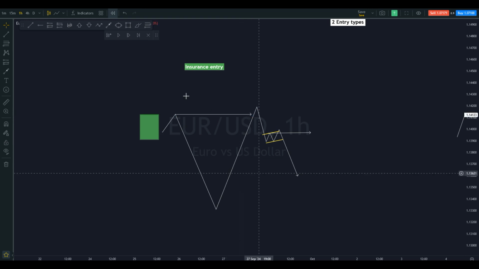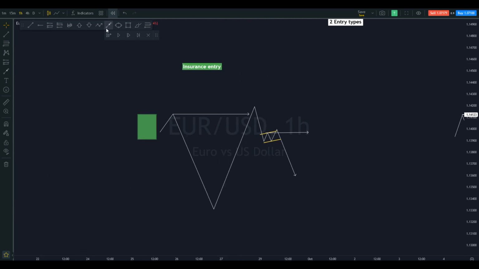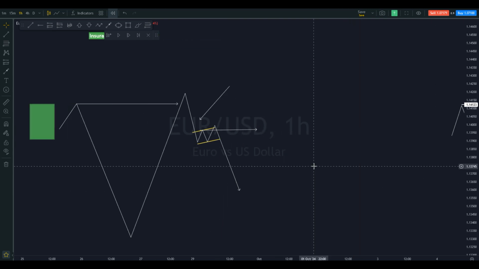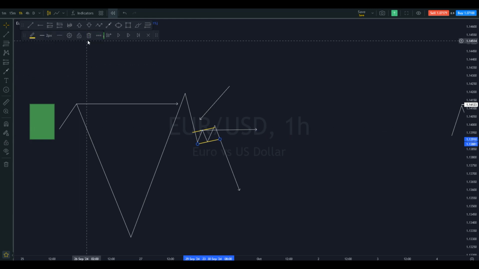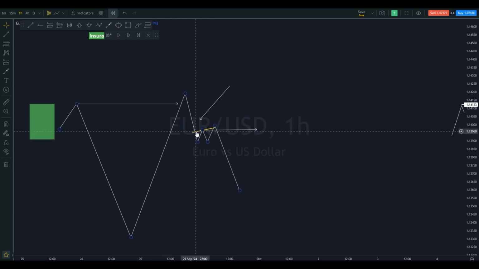Obviously price is going to give us our first impulsive push going down. Then we wait for our correction, and that correction is going to form on the 15-minute or the 5-minute time frame. We want to enter on our first correction. So right here, we're going to mark the two lowest levels.